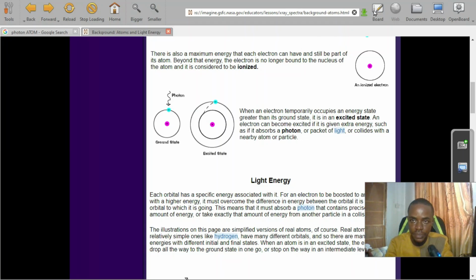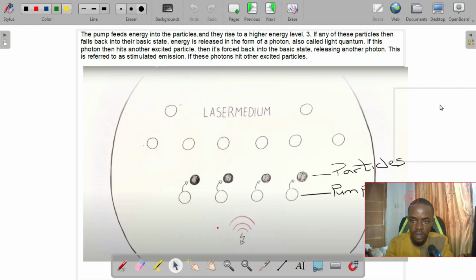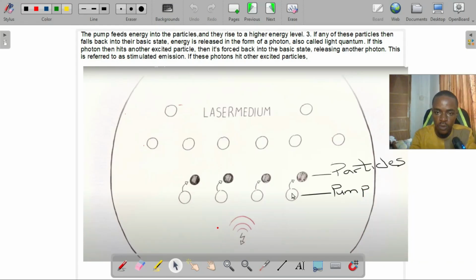Looking at it again, once the pump fills the particles, they get to an excited, high state. Then once the particles come back to the ground state, a photon is released. So let's say one photon is released once this comes back to this state.